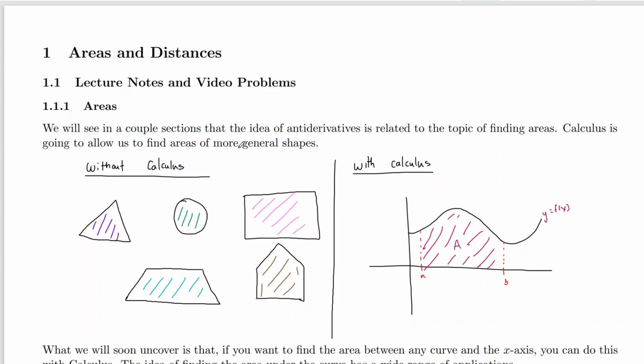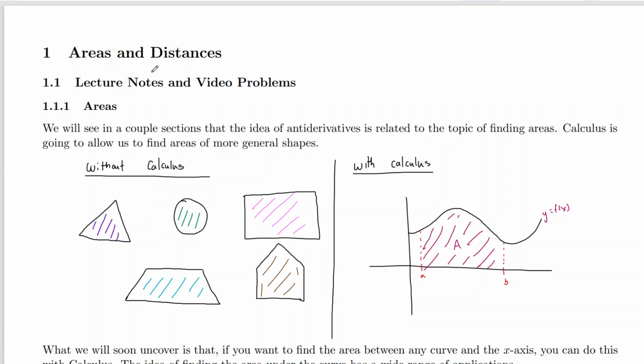Welcome back, everyone. In this video, I'll begin going over the lecture for the areas and distance section. The point of this section is that we won't really see doing the antiderivative. What we're going to do is talk about how areas somewhat are related to the antiderivative, specifically using the examples of distance and velocity.